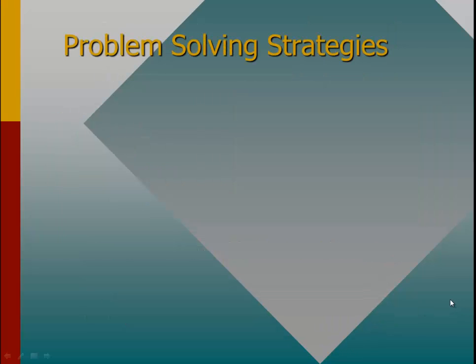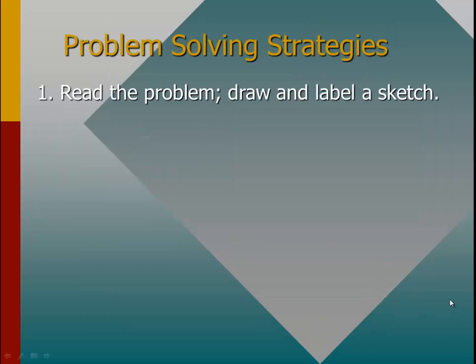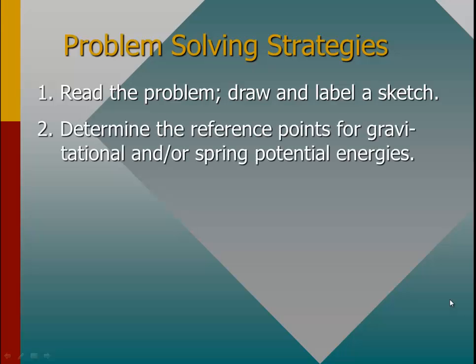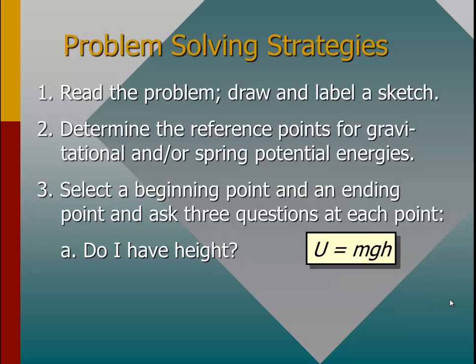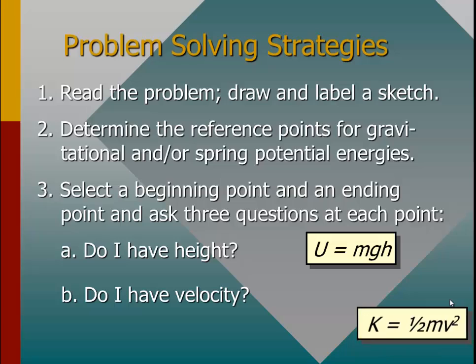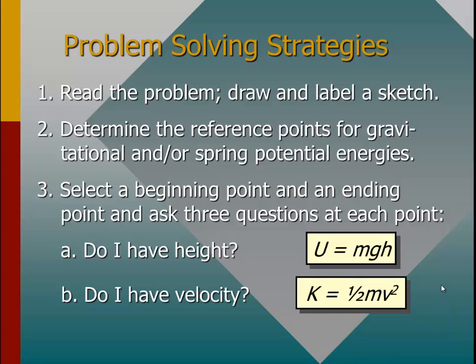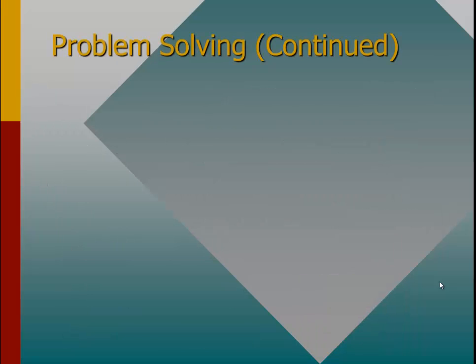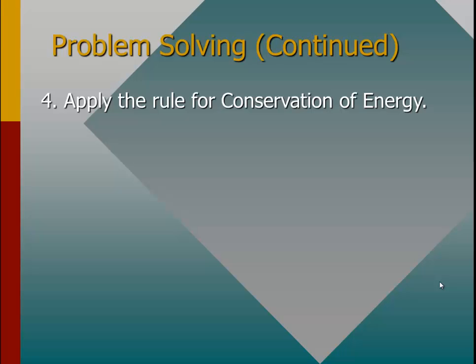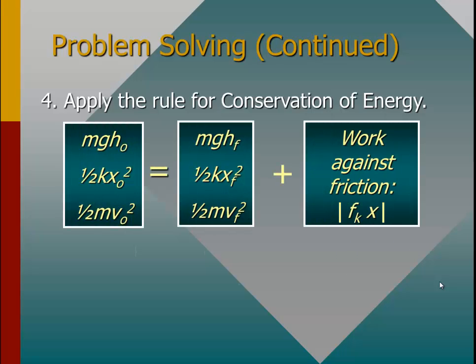So read the problem, draw, label and sketch. Determine the reference points for gravitational and/or spring potential energies. Select a beginning point and an ending point and ask 3 questions at each point. Do I have height? In that case, I use gravitational potential energy. Do I have velocity? In which case, there's kinetic energy. Do I have a spring? In that case, I have the spring's potential energy. Apply the rule for conservation of energy, and remember to use the absolute value of the work of friction.